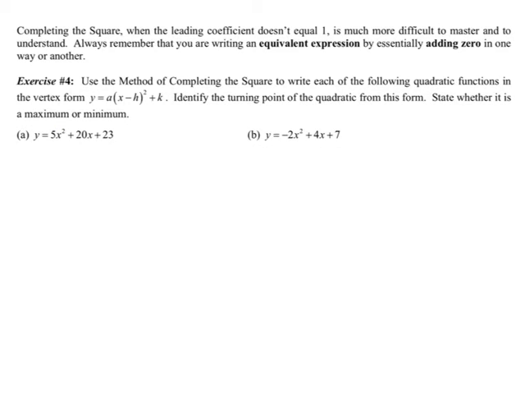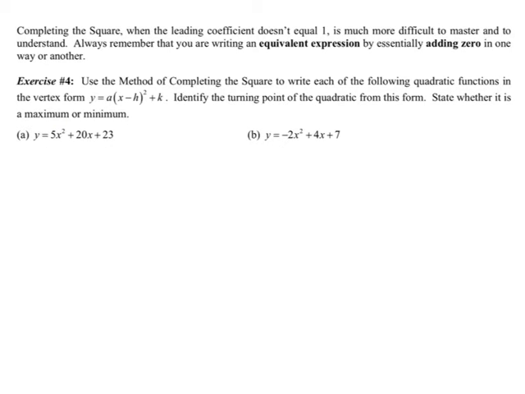Exercise number 4. Use the method of completing the square to write each of the following quadratic functions in vertex form. Y equals a times x minus h squared plus k. Identify the turning point of the quadratic from this form. State whether it is a maximum or a minimum.